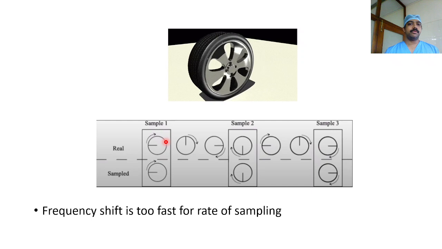So suppose we have a spinning tire spinning in the clockwise direction, and we are sampling only at this point. These two areas we are not sampling, and at this point we are sampling. So even though it's spinning clockwise, if we look at this, it looks like it is spinning anti-clockwise. That is just one more picture to explain this.